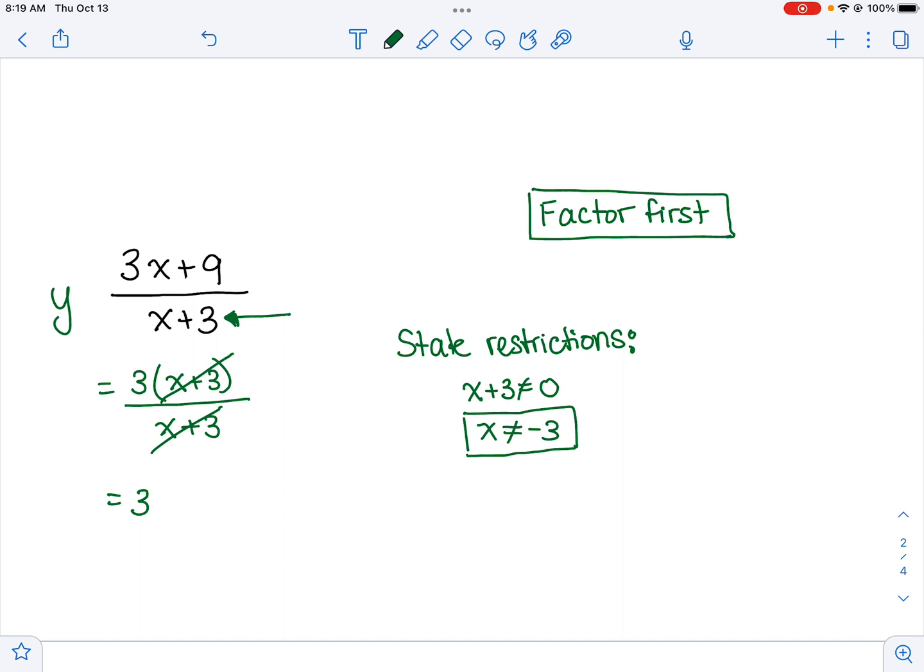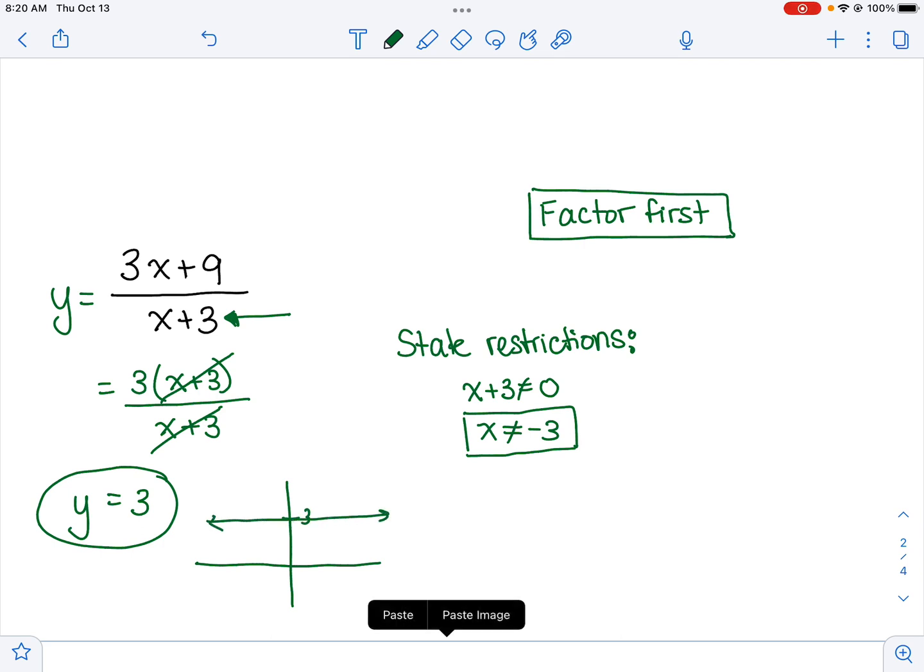So if I were to graph this, which you're going to do in grade 12 math, I would know that it's going to have a hole in it at negative 3. Once I reduce this, I'm going to have a graph at y equals 3. But when x is negative 3, there's actually going to be a hole in my graph.